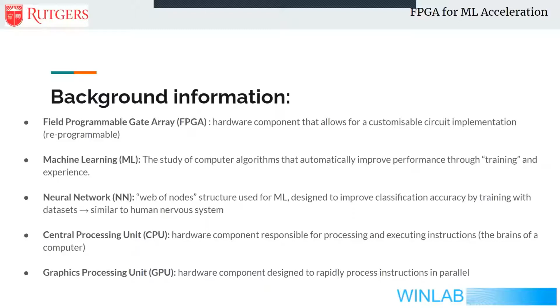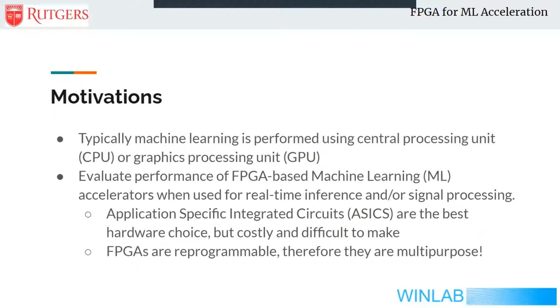The next is a central processing unit, or CPU. It's the most basic hardware component responsible for processing and executing all the instructions of a computer. It's essentially the brains of a computer and one of the core hardware components. Then we also have a graphics processing unit, or a GPU, which is a hardware component that's designed to rapidly process those same instructions in parallel. It's used for graphics rendering because it can do so really fast and asynchronously, which means that you can cut down the same operations in a much shorter time. So of course, we're going to look at and examine the performance of central processing unit versus a graphics processing unit versus an FPGA.